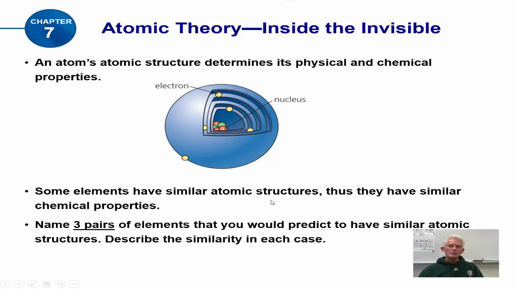So some elements have similar atomic structures, and thus they have similar chemical properties. You've already met the periodic table. So what that periodic table does is organize matter, the elements, based on similarities in their chemical properties. And those similar properties are again a result of similar structures. So when you look at a periodic table, you should be able to name 3 pairs of elements that you would predict to have similar atomic structures. And then you should be able to describe the similarity in each case.